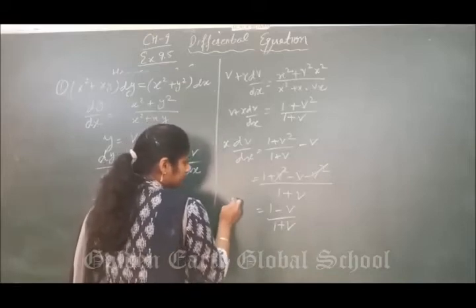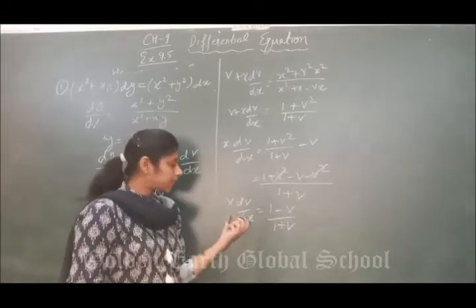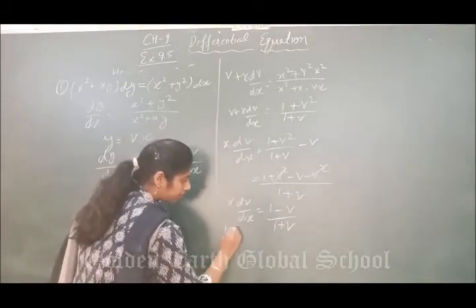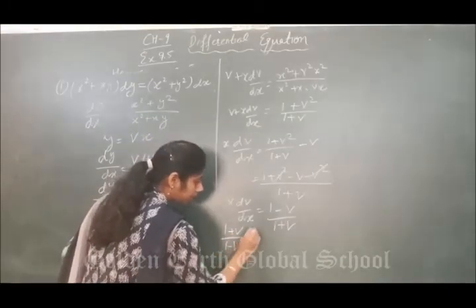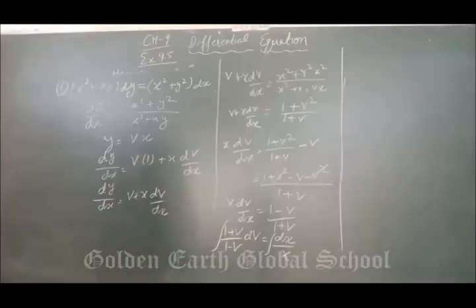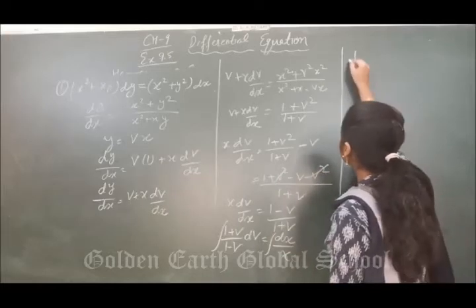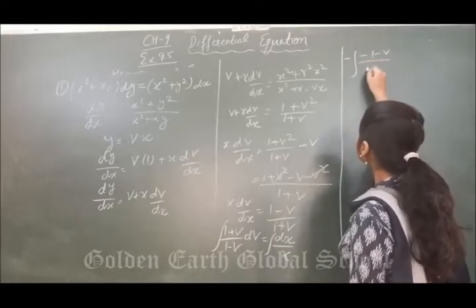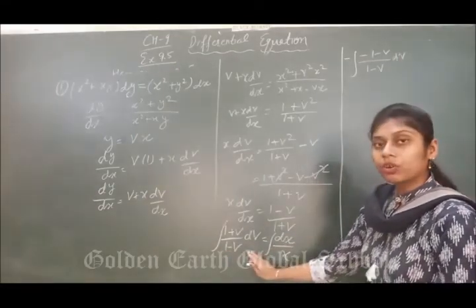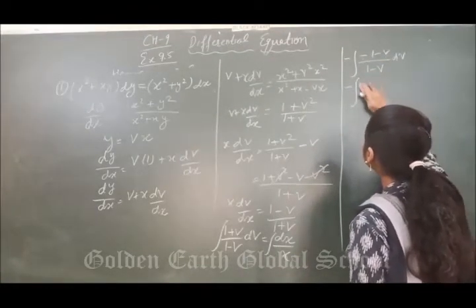Clear? Now we can easily separate the variables. Shift this whole term to the left hand side and x and dx to the right hand side. It will become 1 plus v upon 1 minus v into dv equals dx upon x. Now we can take its integration. How will you take its integration? First of all, multiply with minus, because we have to make the numerator and denominator the same. First of all I am taking the integration of only the left hand side. Now minus 1 can be written as 1 minus 2.